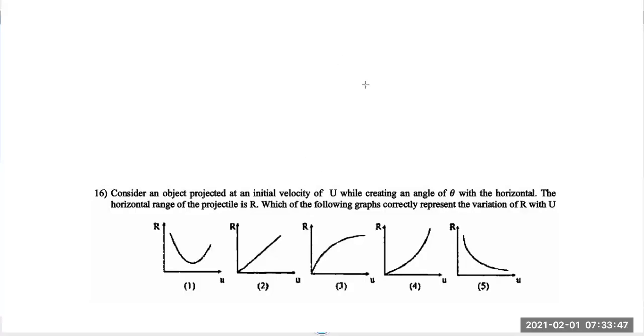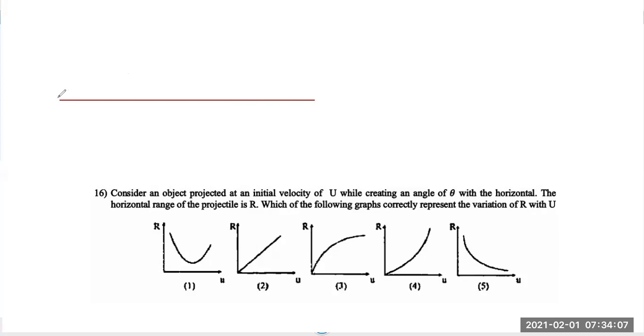Well, next we'll be discussing the 16th question, and that's about projectile motion. Consider an object projected at an initial velocity of u while creating an angle theta with the horizontal. The horizontal range of the projectile is r. Which of the following graphs correctly represents the variation of r with u?